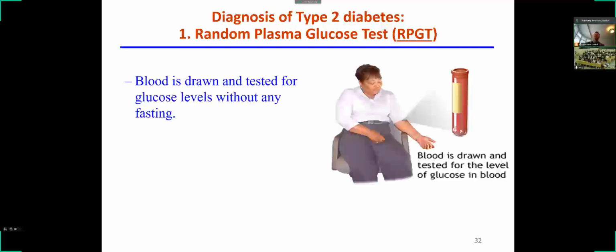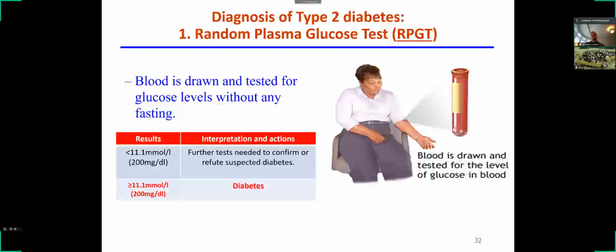First, the patient comes in, and blood is drawn and tested for glucose levels without any fasting. Typically you want levels that are below 11 millimolar per liter, or 200 milligrams per deciliter. If the results are significantly above that, then the patient needs to be reviewed further and probably has diabetes.